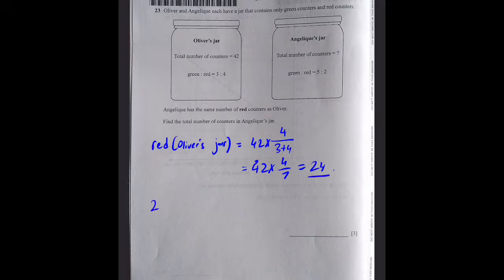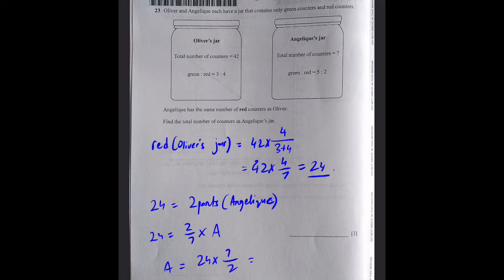And that will be equal to 2 parts in Angelique's jar, right? Because they have the same number of red counters. So 2 parts out of 7. So that will be equal to 2 by 7 into the total in Angelique's jar, let's call it A. So A is equal to 24 into 7 by 2, which is equal to 84, if we did correct, 84 counters. That's the answer. Let's go to question 24.